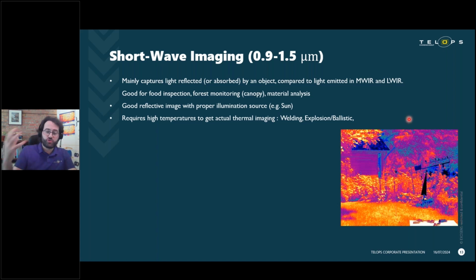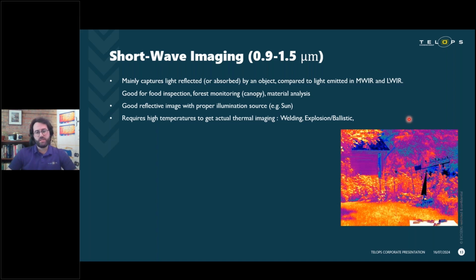So all that strong radiation coming from the sun being reflected on those surfaces can give us a good infrared image, can give us quite a bit of information about the light, how the light is reflected and absorbed by a surface. So that's why that's very interesting for a multitude of applications like food inspection, forest monitoring, like a canopy that is in direct contact with the sun, different material analysis.